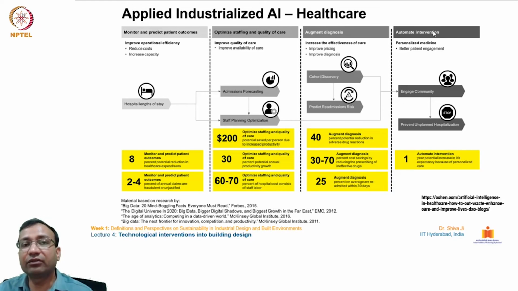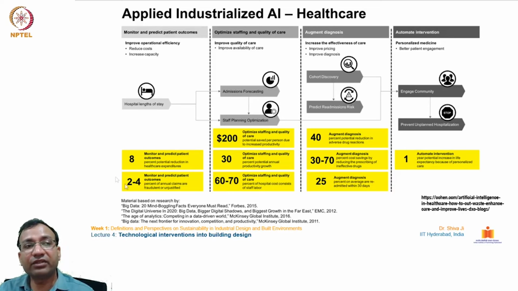Okay, finally in the fourth column we see automating intervention. So automated intervention covers personalized medicine and better patient engagement, so that customized medical service can be extended to the patients. With these efforts and activities, engaging with the community will increase, and in turn it will prevent unplanned hospitalization. It will end up in increased well-being and betterment of the patient and the community in the overall sense.